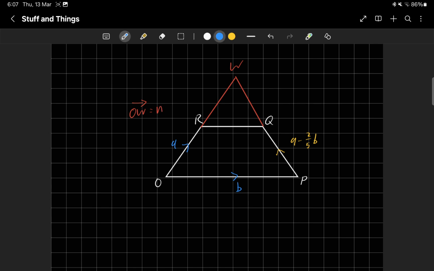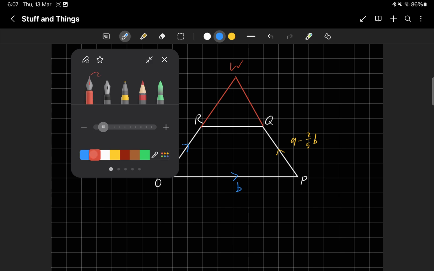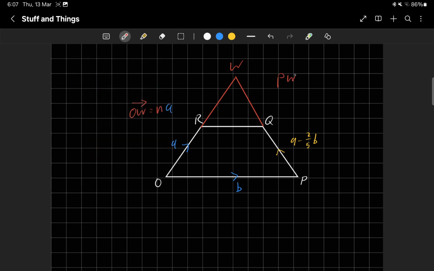Let's call that N, right? Where N is just a number, something multiplied by A to make it longer, right? So that's that. Similarly, if we want to extend PQ to get to W, PW can also be rewritten as some multiple of PQ, which you should already have found before. Since N is already used, I'm gonna use M.